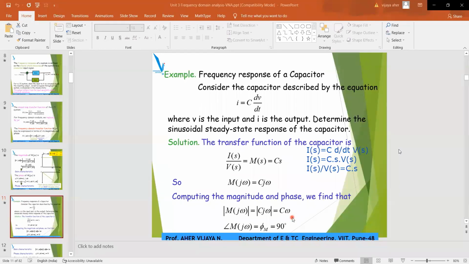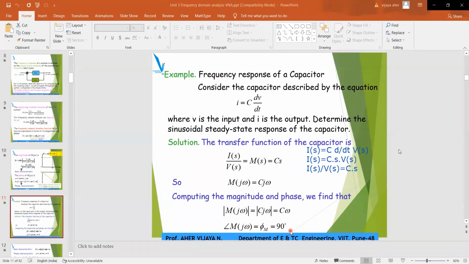C into omega. Now magnitude, find out. So you have to take the angle of this, the angle of M(j omega), in order to find the phase. So the angle of M(j omega) is equal to phi m, which is equal to 90 degrees. So you know there is a phase difference.